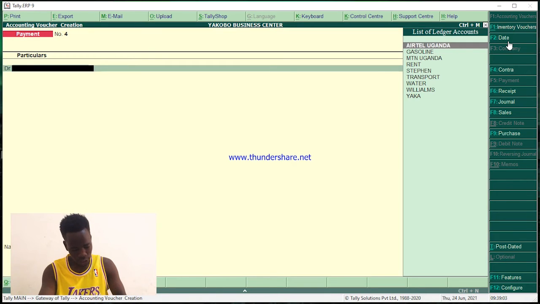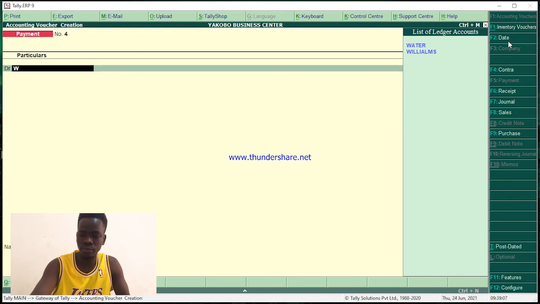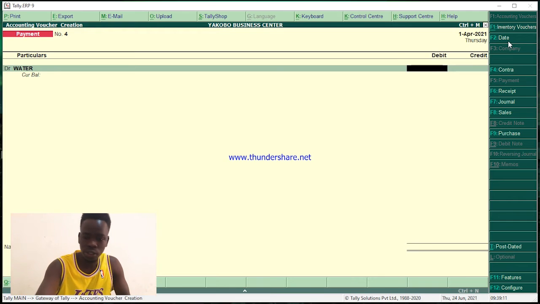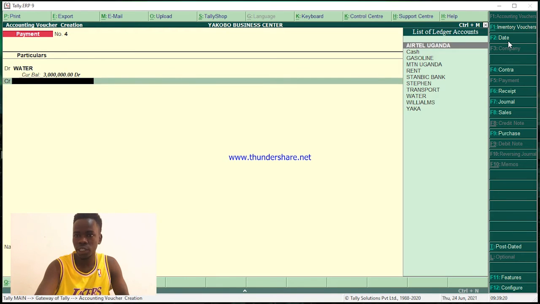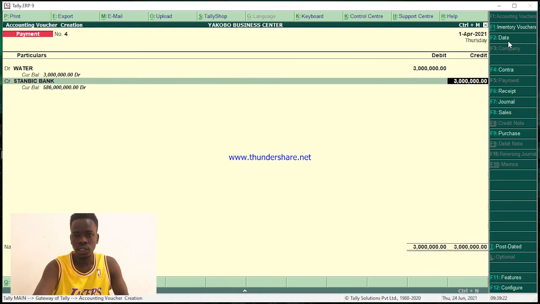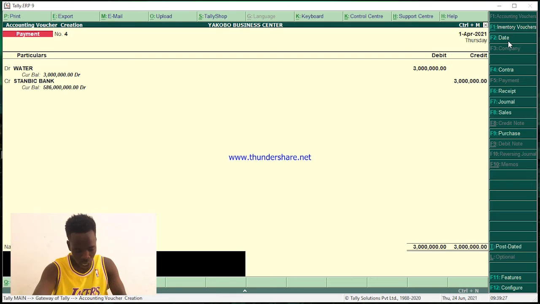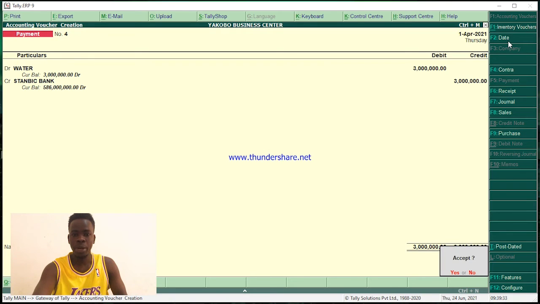The next thing is we're going to pay for water. Water is 3 million. We're going to put the amount here, 3 million. So we're going to pay using the Stanbic Bank. So I think we are done with the payment.